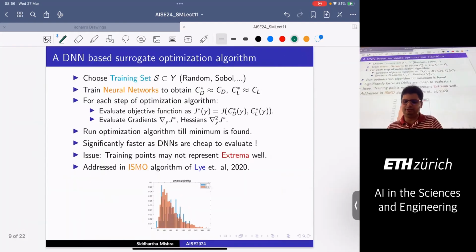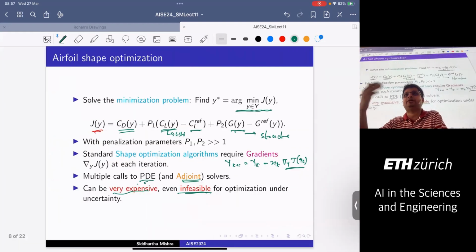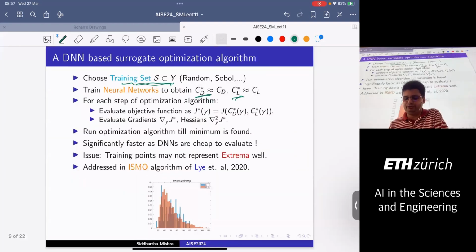So you just take a training set. This could be random points or Sobol points, as we know is better. And then you take neural networks. These are going to output the lift and the drag. And then you just use this as your objective function. The area is anyway independent, it's a structural constraint. So instead of using the CFD simulation, which is expensive, you just use the deep learning surrogate, because you have a very accurate surrogate, right?